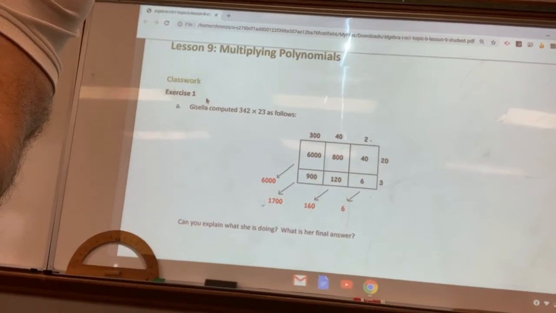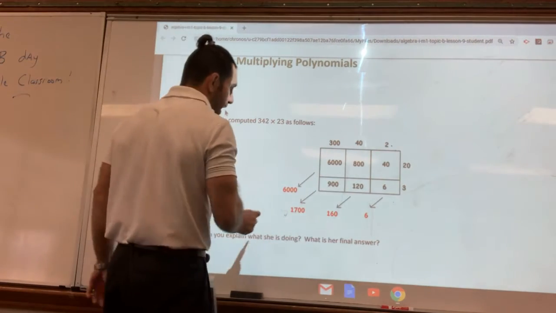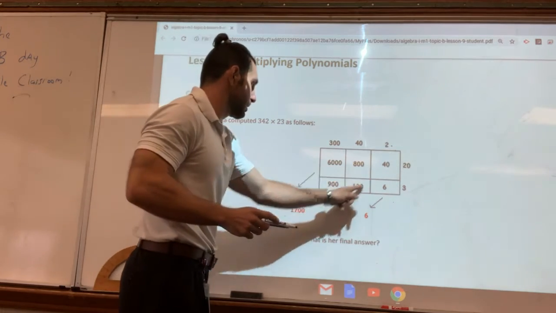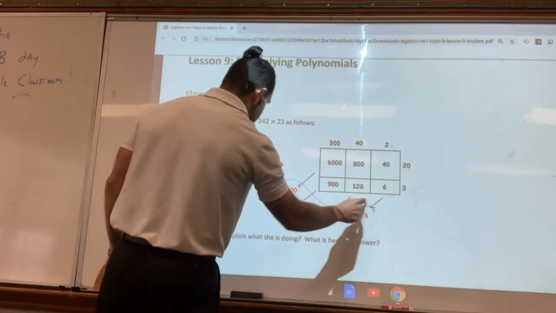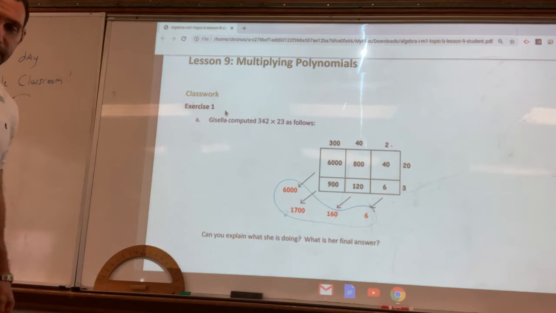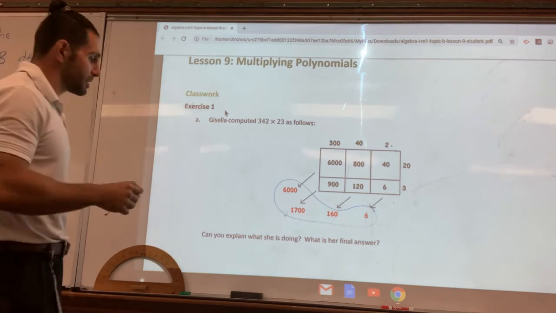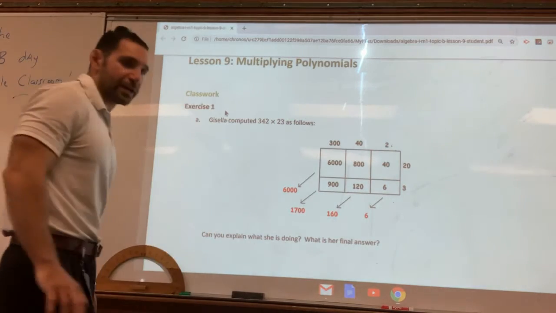So I do love that. The key here, though, is now we're going to combine by adding diagonally. 6,000. This is 1,700. This is 160. This is 6. So add these all together, and that gives me 77, 78, 66. Okay? Can you explain what she is doing? What's her final answer? Most of you have done multiplication like this before because it's the new way of math.